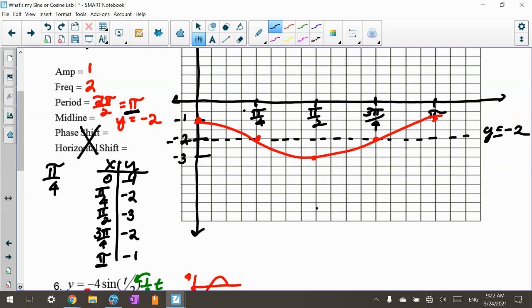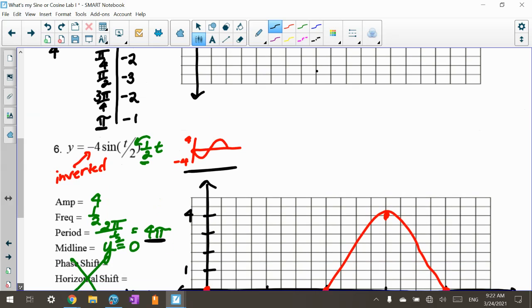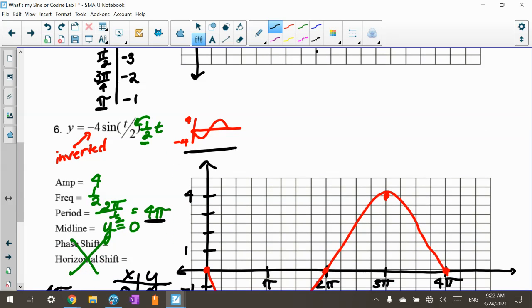The next one that I've already done as well is one that I've done with people, and I looked at this one. It says -4 sine t over 2. Couple things I noticed, it's inverted. That means I sketched it to start at the midline, and it's going to come down and then up. Then I looked at the amplitude saying, oh, it's going to end up going at 4, but it's going to come down to -4 first because it's inverted.